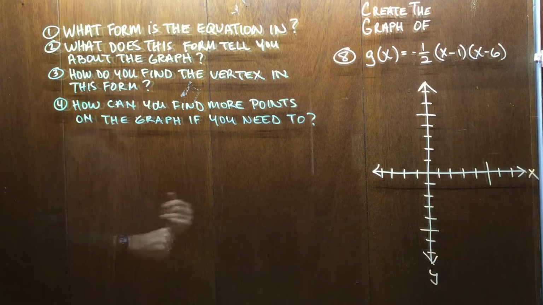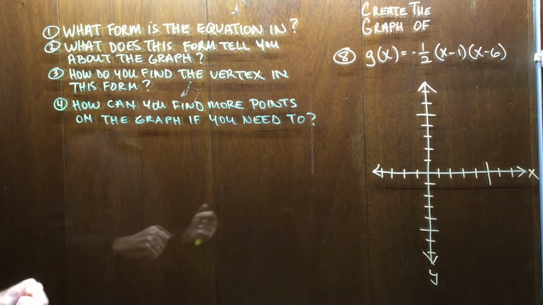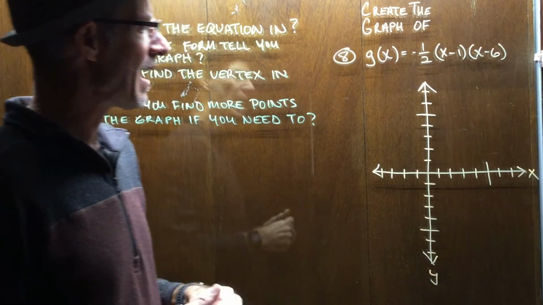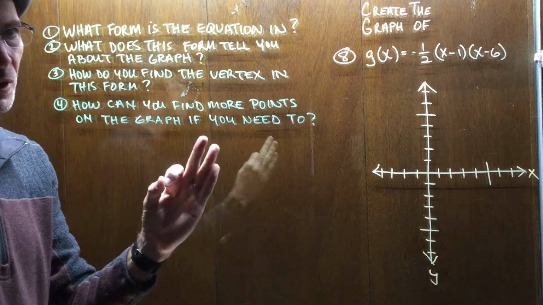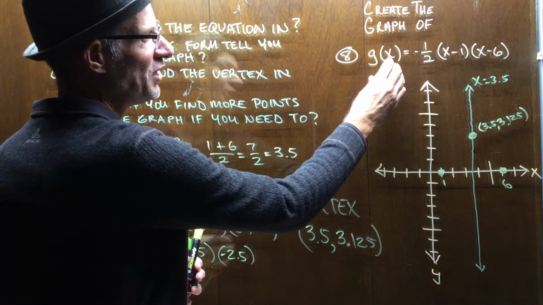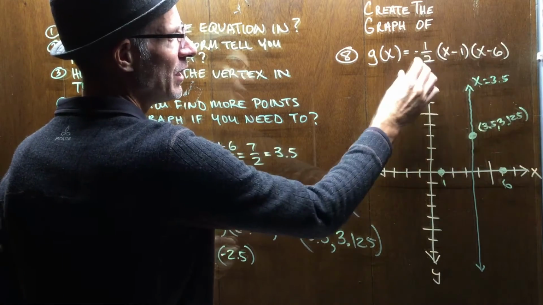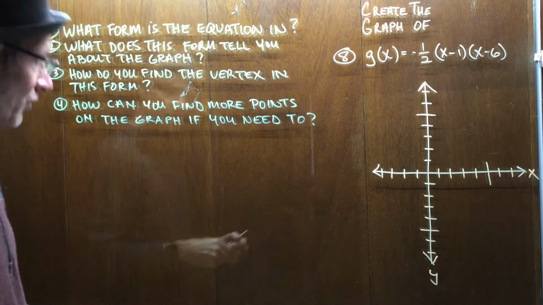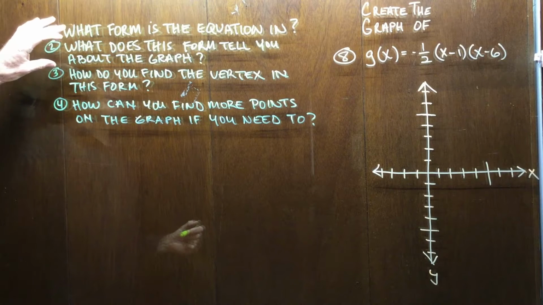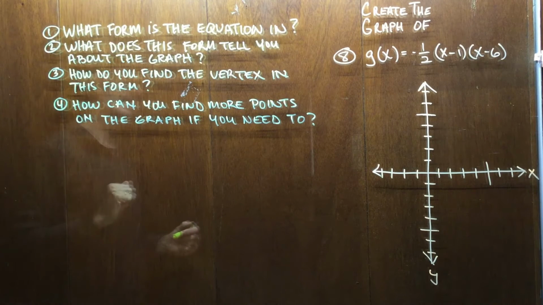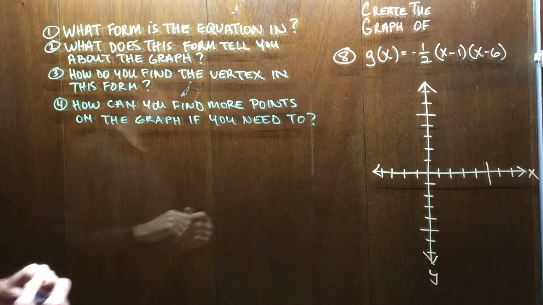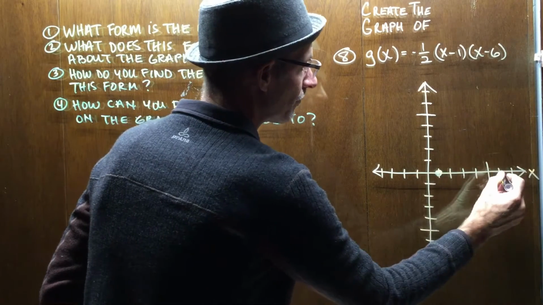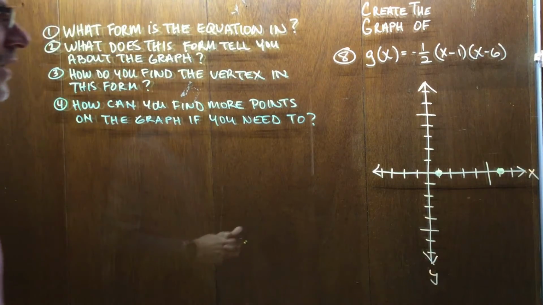What does intercept form tell us about the graph? Well, we know that every x-intercept is going to have a y value of 0. If we put a 0 in for g of x and we solve this side of the equation, we'll have two solutions. And those two solutions will be the x-intercepts. So on our problem, what does this form tell us about the graph? It tells us the x-intercepts. And our x-intercepts are at +1 and +6. So those are our x-intercepts.